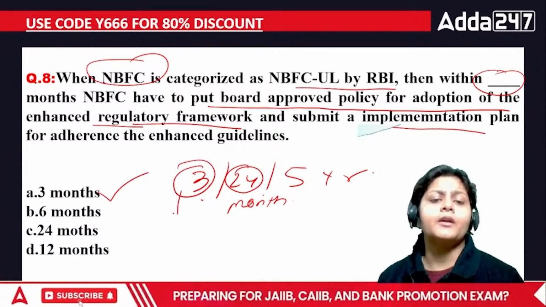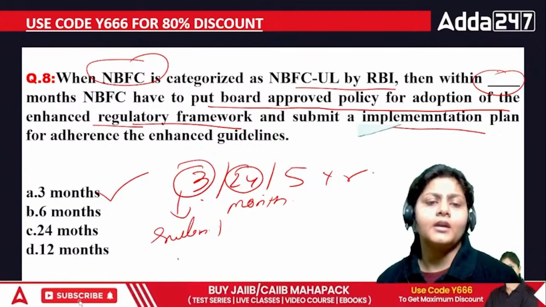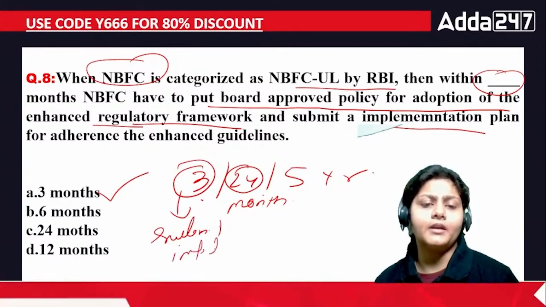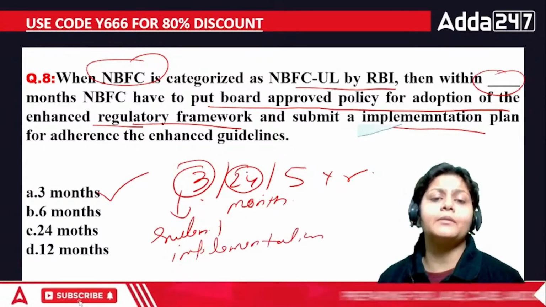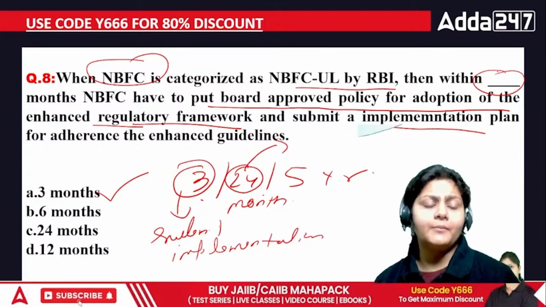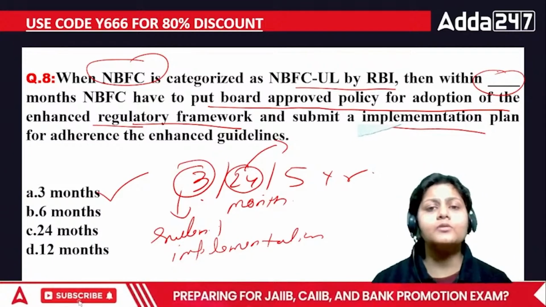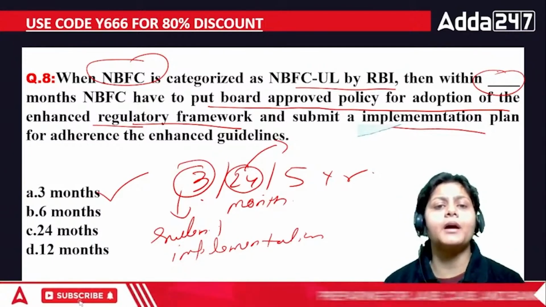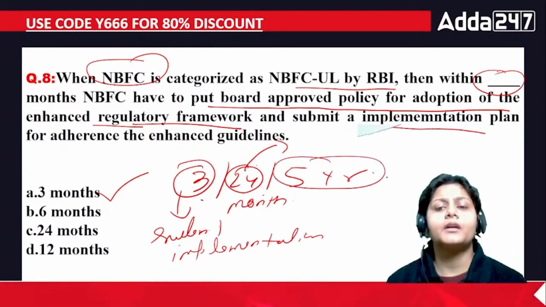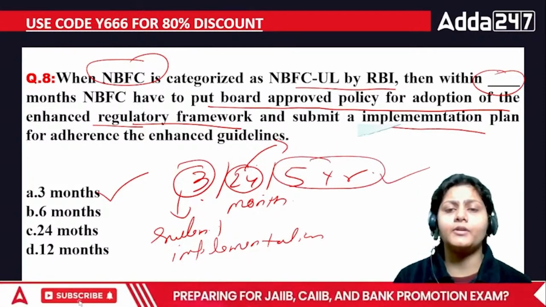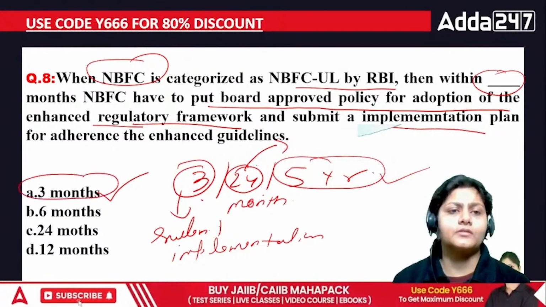This is the time when you have to submit the implementation plan. Now what is the time limit for that plan? I mean, what is the time in which the company has to implement whatever plan is there for the enhanced guideline? It is 24 months, and for 5 years continuously they have to follow that regulatory guideline. So the answer here is 3 months.